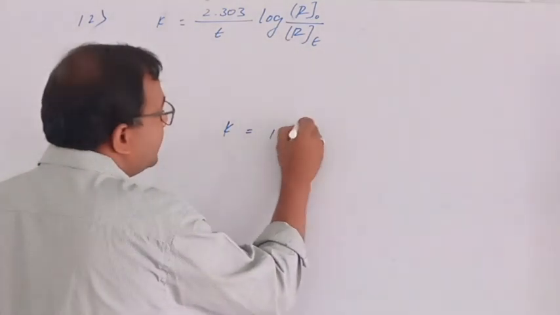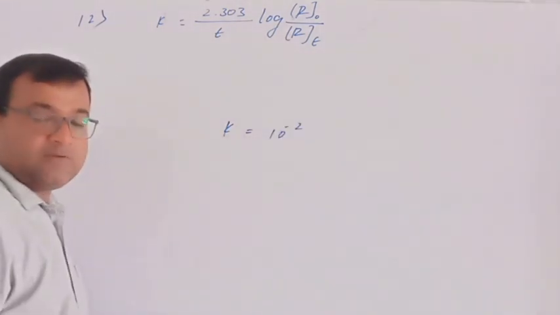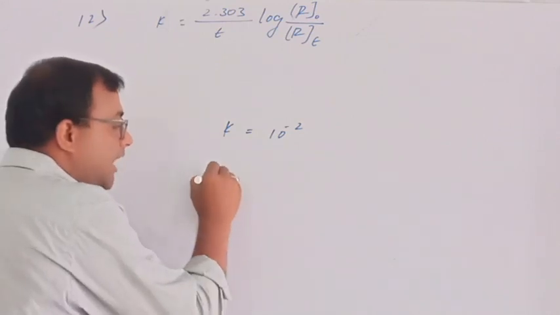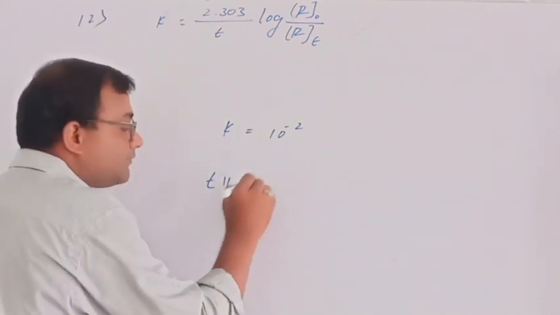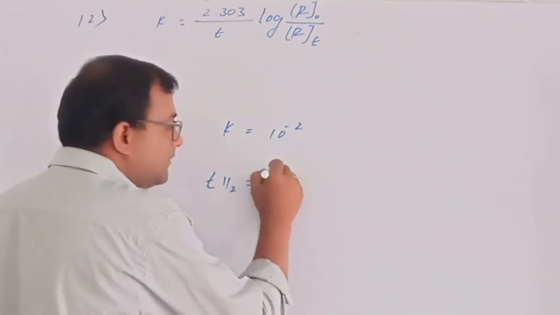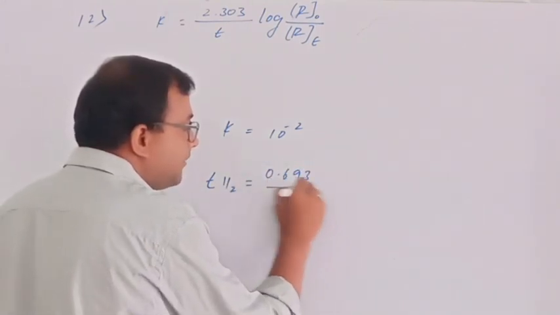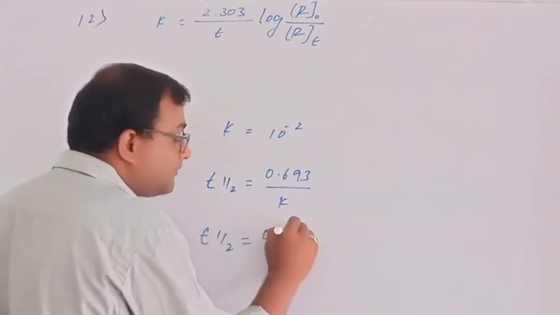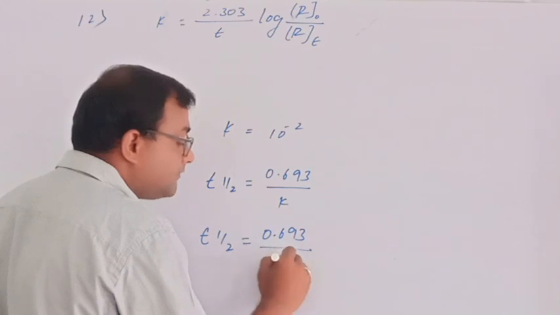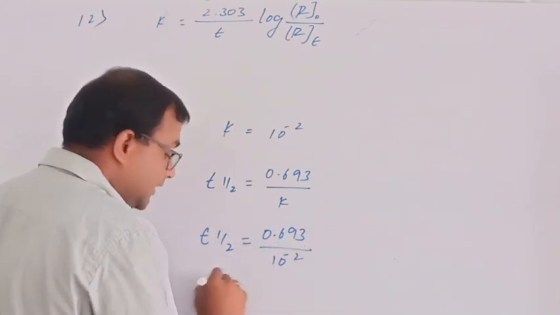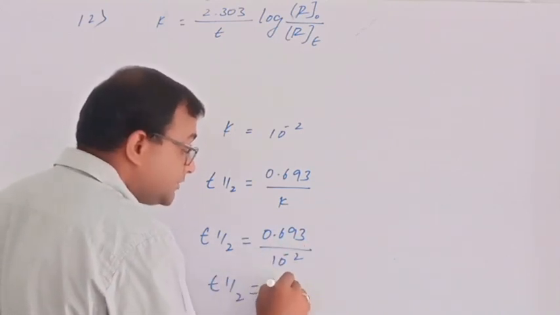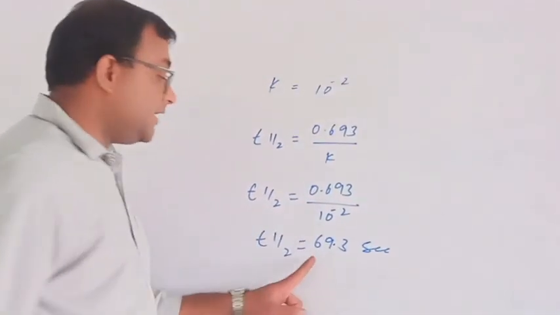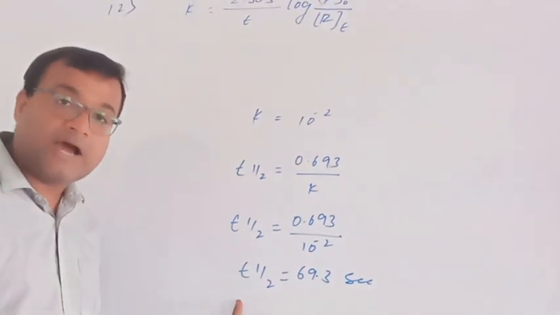K value is given as 10 power minus 2. It is a first order reaction. Then T half means the time taken to reduce to half. T half is 0.693 by K. K value is 10 power minus 2, so T half is equal to 69.3 seconds. This is the T half time.